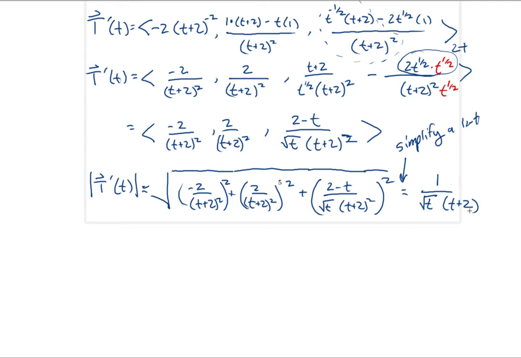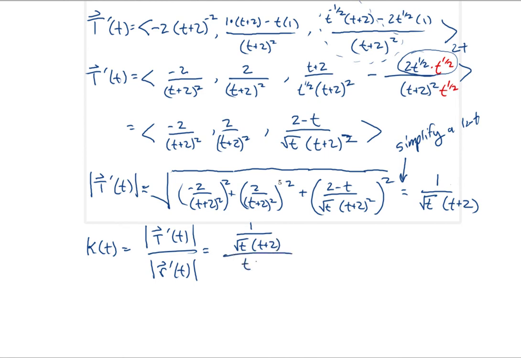But then, after all of that, we get the curvature then, right? We know that's the magnitude of t prime over the magnitude of r prime. And that is equal to, we're going to have 1 over square root of t plus 2. And then remember that r prime ended up being t plus 2. So this is going to equal 1 over the square root of t plus 2 squared. Okay, so there's our curvature function.